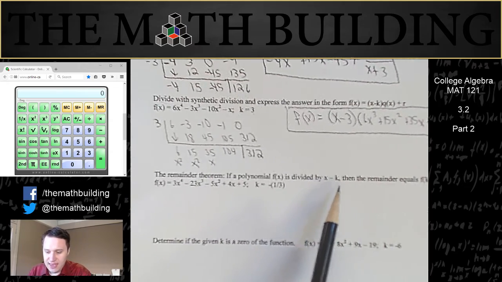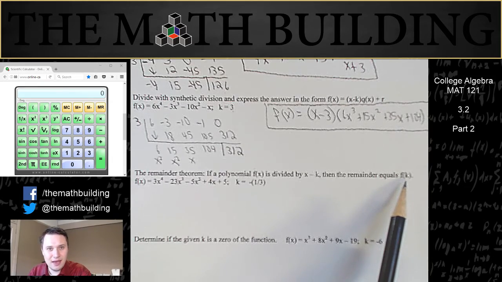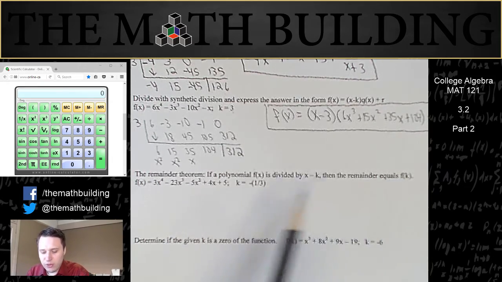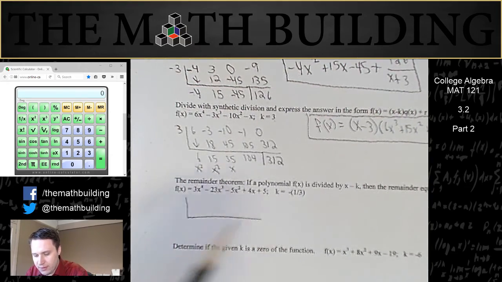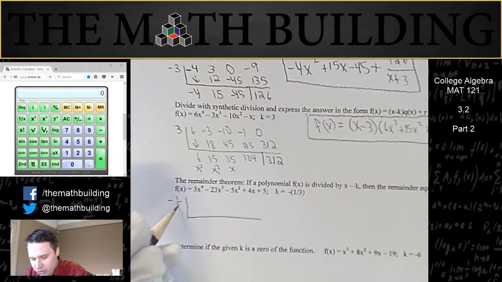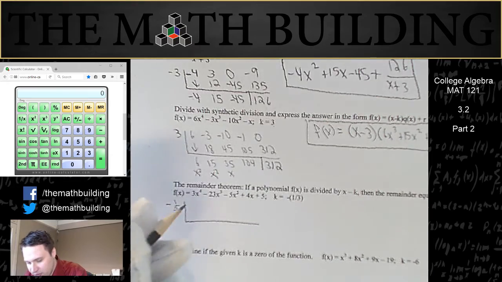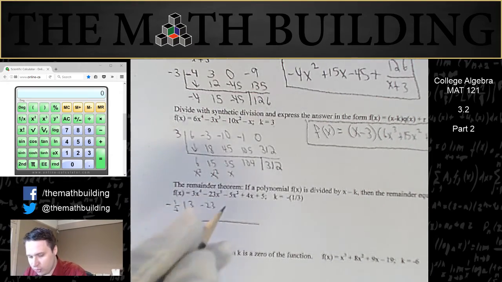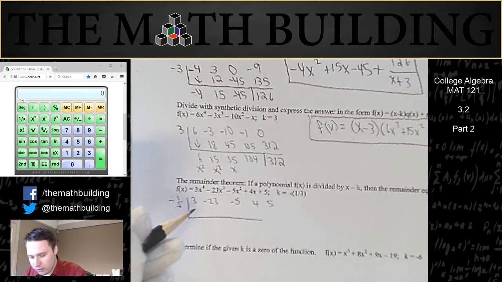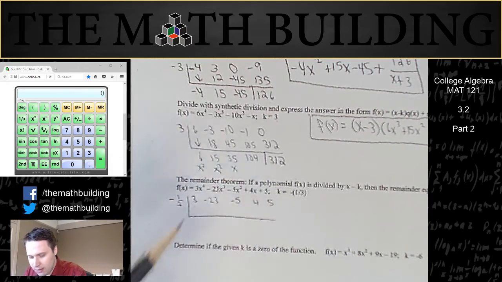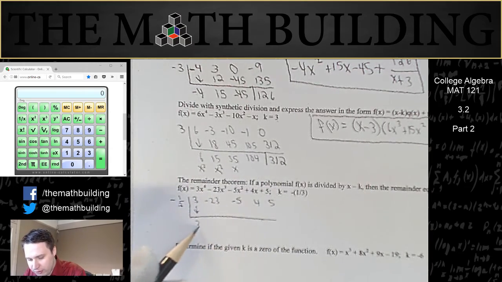But luckily, the remainder theorem says, if you divide a polynomial like this by x minus k, then the remainder is equal to f of k. That's really cool. So if we divide this by x minus k, here's our k value, negative a third, and we do synthetic division, the remainder is going to be the answer. So watch. 3, negative 23, negative 5, 4, 5. And we're going to do synthetic division. Make sure I didn't miss a placeholder. Nope, they're all there.